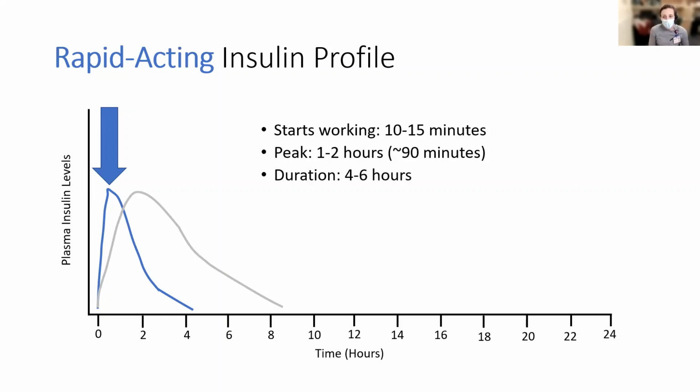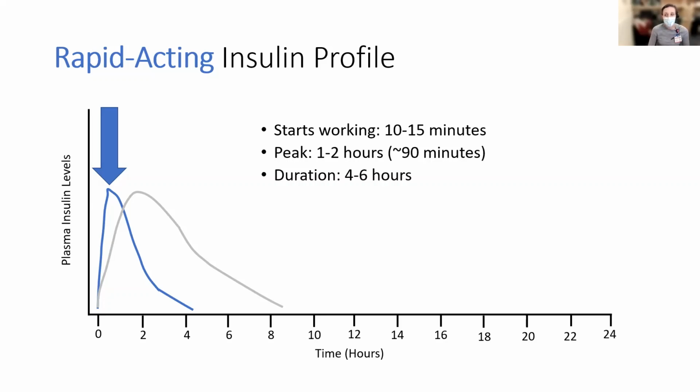The profile of regular insulin is shown in gray here, and you can see how much longer it takes to start working and then how much longer it continues to work after the rapid-acting insulin would be done. And again, the fact that rapid-acting insulin has a faster onset and a shorter duration of action helps lower that risk for low blood sugars.